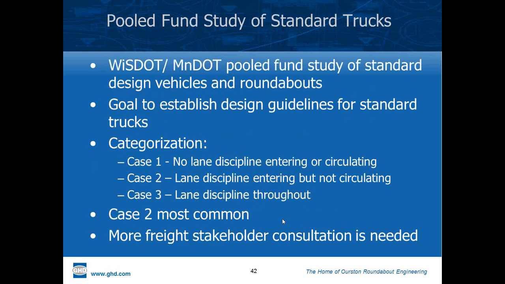So there was a study done a few years ago between a couple of agencies, pooled some funds, and did a study of the standard trucks with the goal of establishing some guidelines for design. They categorized roundabouts in cases 1, 2, and 3, and these are multi-lane roundabouts. Case 1: the truck could not stay in lane entering or circulating, in other words, no lane discipline. Case 2: the truck can stay in lane entering but not circulating, which might present a contradiction. Case 3: the design is large enough, with both entering and circulating lane width and capacity, for the trucks to stay in lane throughout.